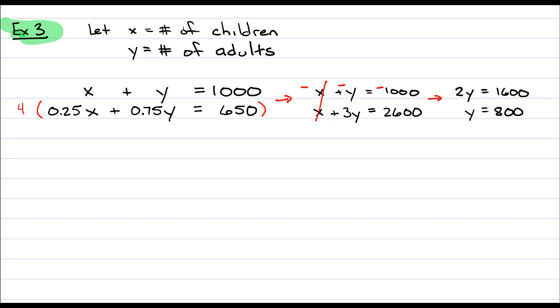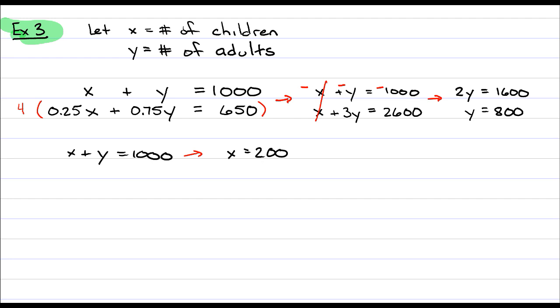Okay, well, if I know that y is 800, and my first equation told me that x plus y is 1,000, then certainly that tells me that x is 200. Okay, so our solution here is x equals 200 and y equals 800.